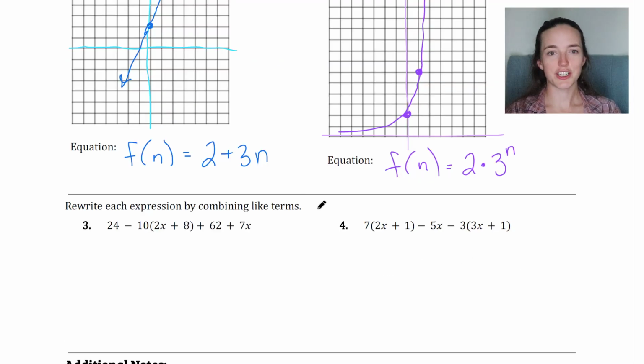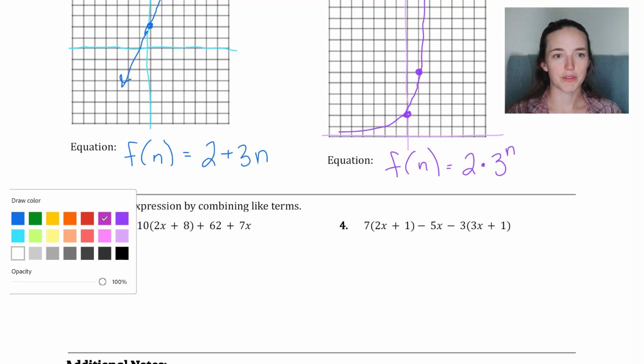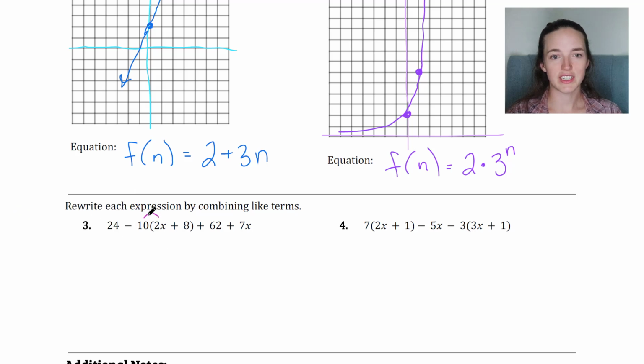Okay, next, rewrite each expression by combining like terms. So I'm going to start the same way as we did in the last retrieval video with distributing. So 24 stays the same. Negative 10 times 2x is negative 20x. Negative 10 times 8 is negative 80. All this stays the same.